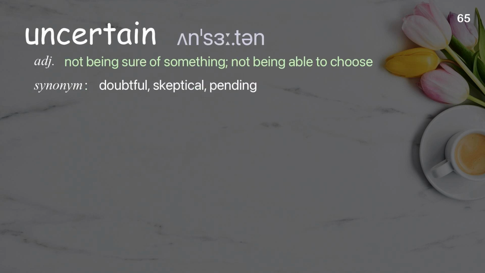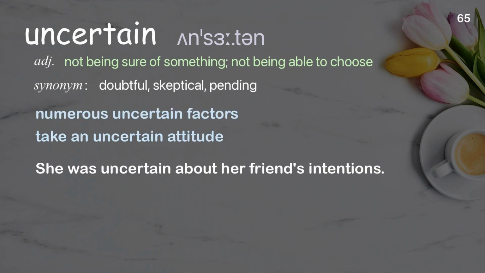Uncertain. Not being sure of something, not being able to choose. Examples: numerous uncertain factors, take an uncertain attitude. She was uncertain about her friend's intentions.